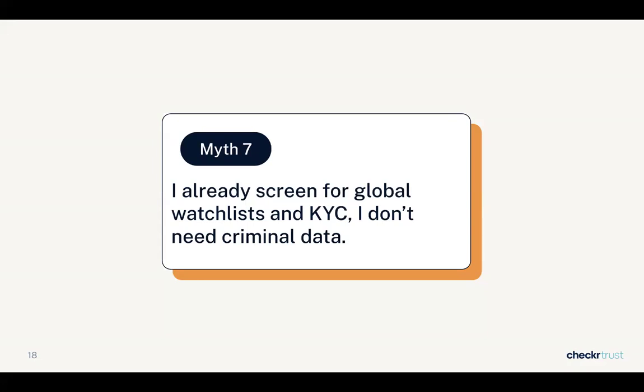Now, Checkr does also have global security watch lists, such as OFAC or PEP lists, in our public record screenings. However, these watch lists can be incredibly broad and sometimes irrelevant to your business. So, for example, the US Sentencing Commission states that 52% of fraud offenders have a prior conviction. Simply running a KYC or global watch list screening wouldn't flag these individuals.